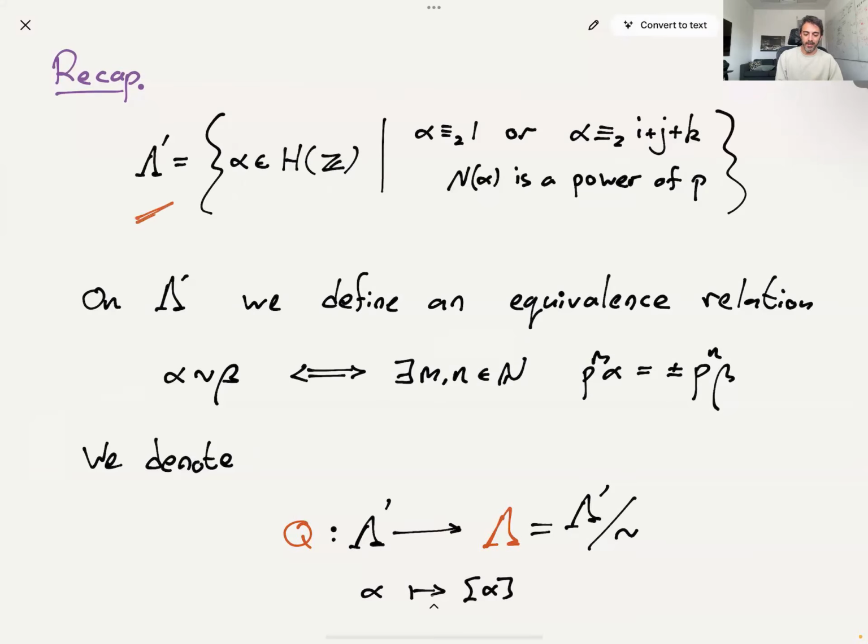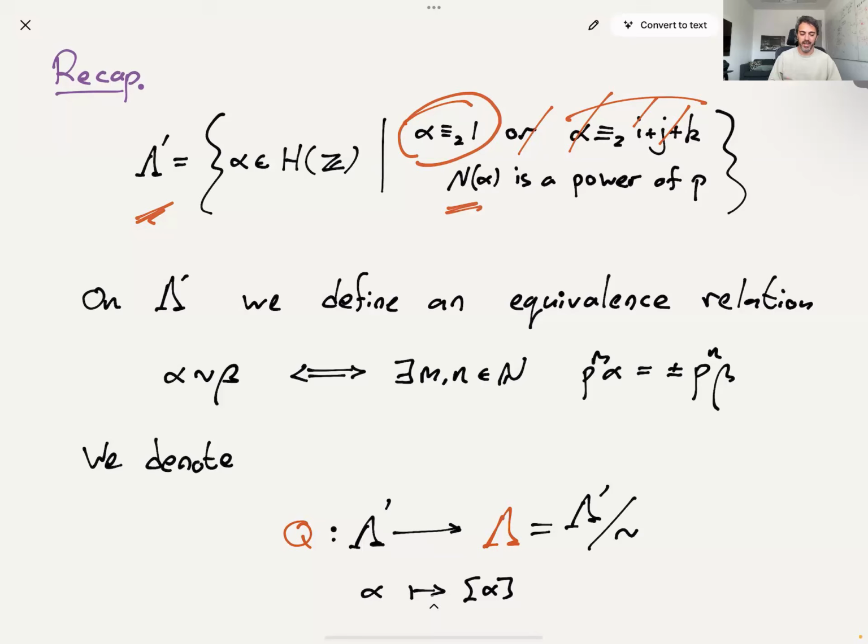So recall that lambda prime is the set of all integral quaternions such that either the free coefficient is odd and the rest are even, or the free coefficient is even and the rest are odd. We are going to consider the case of P equals 1 modulo 4, which is the only case we are going to have anyhow, so this OR is kind of redundant. But generally speaking, it was defined like that, just to support P equals 3 modulo 4, and that the norm of the quaternion is a power of P.